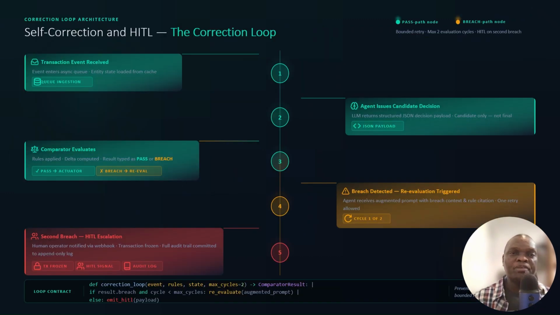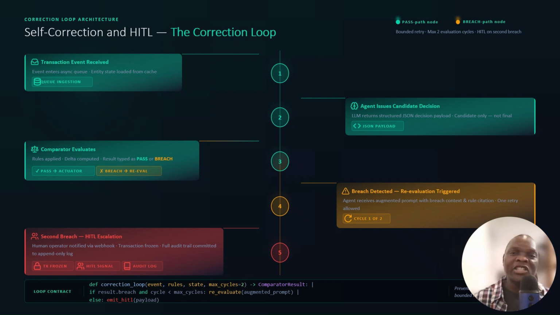Absolutely. Let's jump over to the self-control and the human in the loop, HITL, what we call the correction loop. Now, the correction loop introduces a single re-evaluation cycle before human escalation. On first breach, the agent is given an augmented prompt that includes the specific rule violated and the aggregated state data it did not have access to previously. This gives the agent one opportunity to revise its decision with full context.